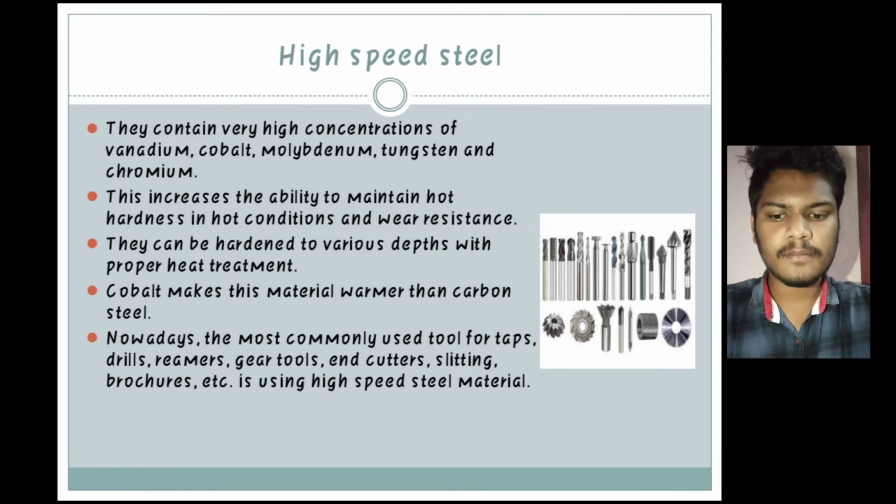Next, high speed steel. High speed steels contain very high concentration of vanadium, cobalt, molybdenum, tungsten and chromium. So the ability to maintain the hardness in hot condition and wear resistance is high in this material. They can be hardened to various depths with proper heat treatment. Cobalt makes high speed steels warmer than carbon steels. Mostly these materials are used for taps, drills, reamers, gear tools, end cutters, slitting and broaching operations.